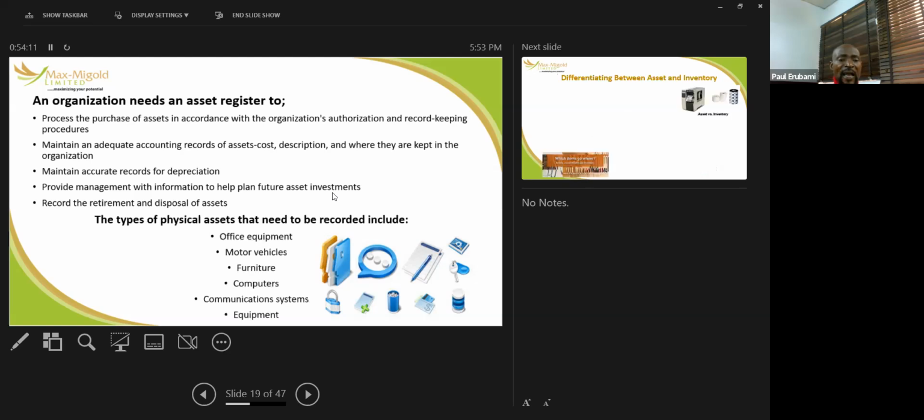Then what are the types of physical assets that need to be recorded in your asset register? One, your office equipment. Two, your motor vehicles, your furniture and fittings, your computers, which are more or less like your fixed assets, your communication equipment, and your equipment. These are all your physical assets that you need to keep record of.